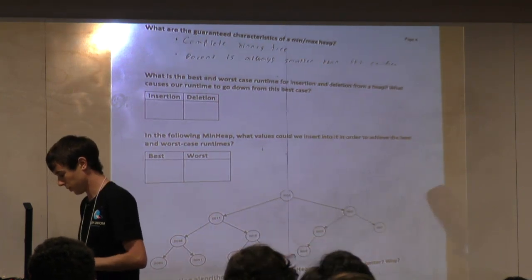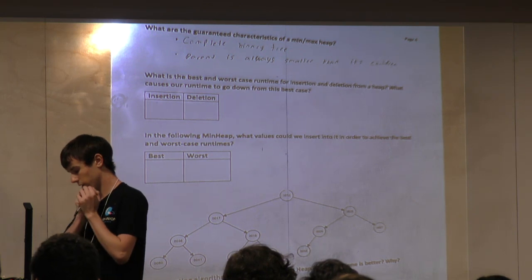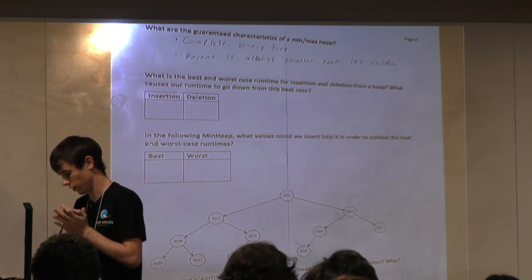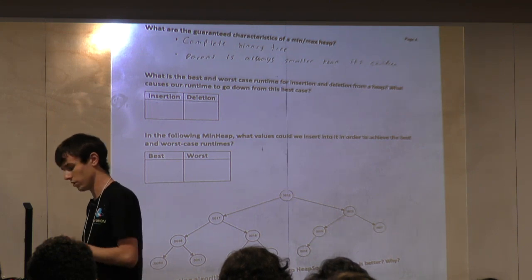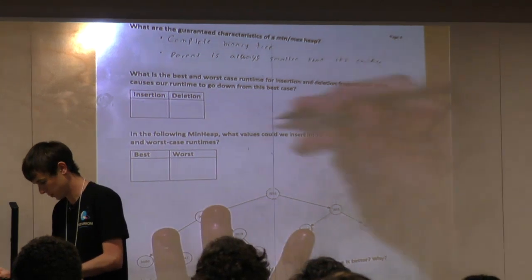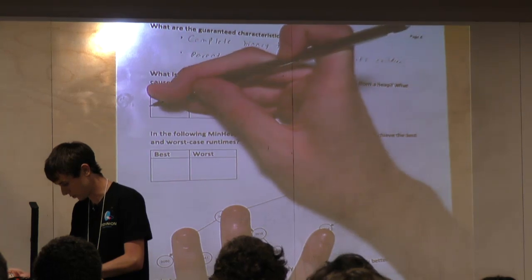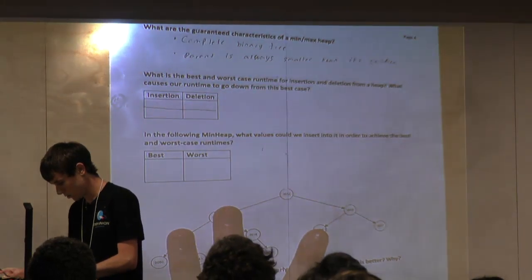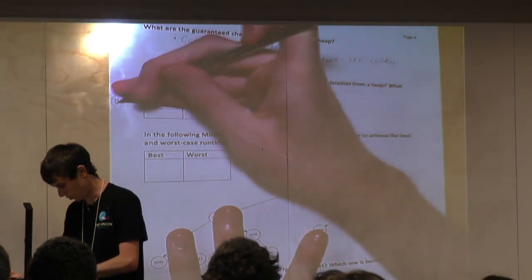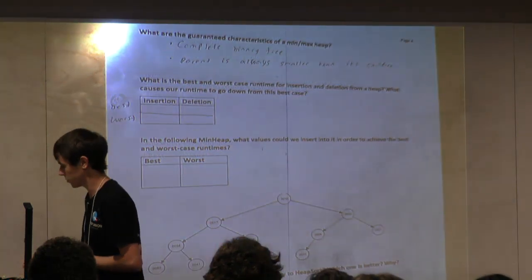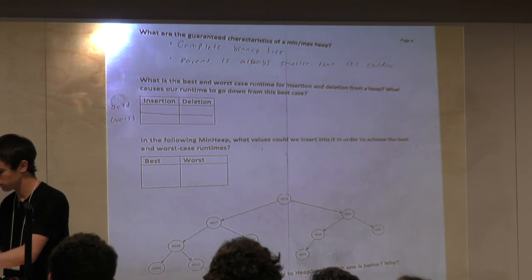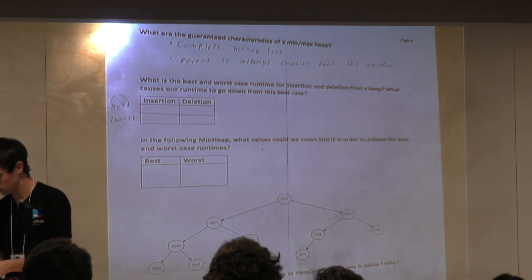So then I asked, what are our best and worst case runtimes for insertion and then deletion in our heaps? And then what causes our runtime to go from bad to good? So I'm going to split this really quickly. So we'll put best and then worst. Hold on, let me just grab the other sheet so I can talk to it.